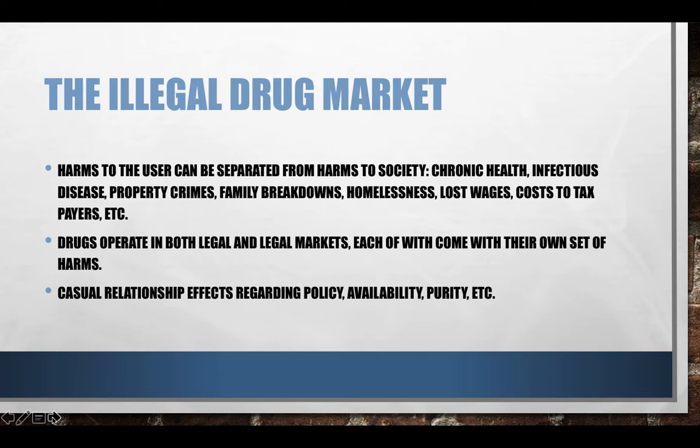Causal relationship effects regarding policy, availability, purity, etc. So for example, there might be an increase in heroin overdoses in a place where there is more fentanyl mixed in with the heroin, and perhaps in this particular place, the policy is not friendly to naloxone or to drug testing or harm reduction agencies, okay? And perhaps there's more purity or maybe more contamination in the drugs. Okay, so we want to look at this in terms of not so much domino effect, but the cyclical nature of how policy is affecting use and society, etc.